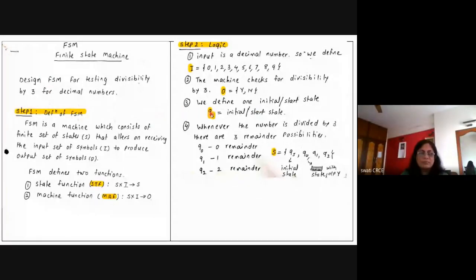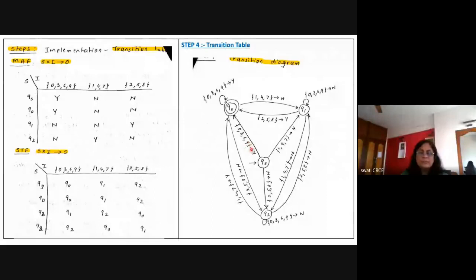And we have to draw the transition diagram. Such kind of questions are there for 10 marks in the exam, where you have to design the machine. So what are the steps? First, you write the definition of the FSM, then write down your logic, then you draw the transition diagram, and from the diagram you draw the table, and then write down the final answer. Each and every step carries some marks.